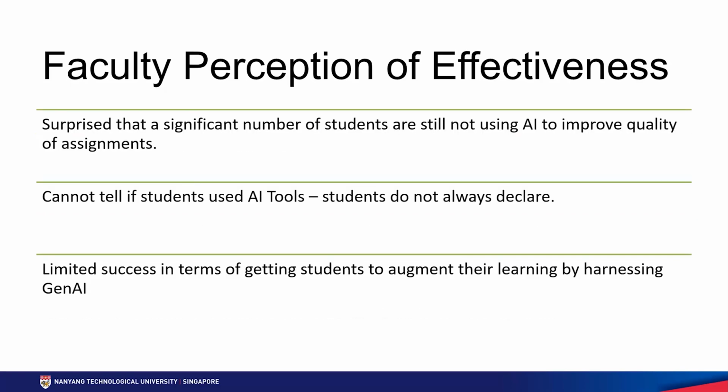Now, the more negative side of things. There were some faculty who found it surprising that there was a significant number of students that are still not using AI to improve their quality. And that is because they thought that the quality was poor. They were like, come on, surely, if you had run this through ChatGPT, it would have been much better than this. So they were surprised.